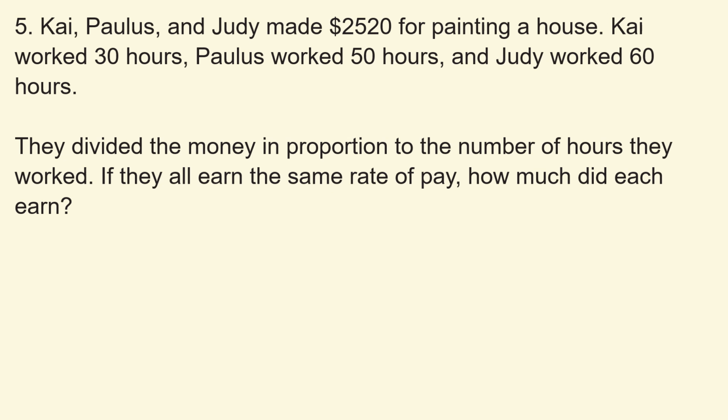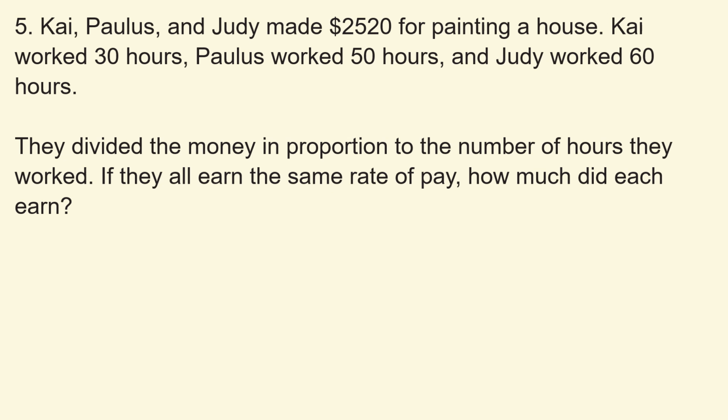Right, so I would say this is the most challenging problem of this unit. It says Kai, Paulus, and Judy made $2,520 for painting a house. Kai worked 30 hours, Paulus worked 50 hours, and Judy worked 60 hours. They divided the money in proportion to the number of hours they worked. If they all earned the same rate of pay, how much did each earn?